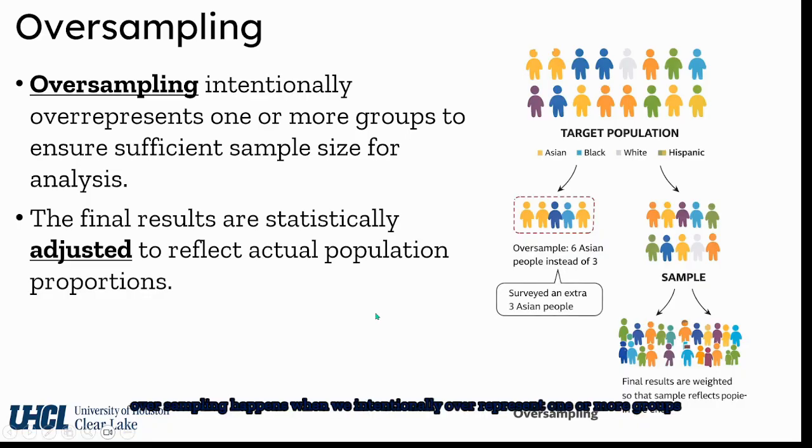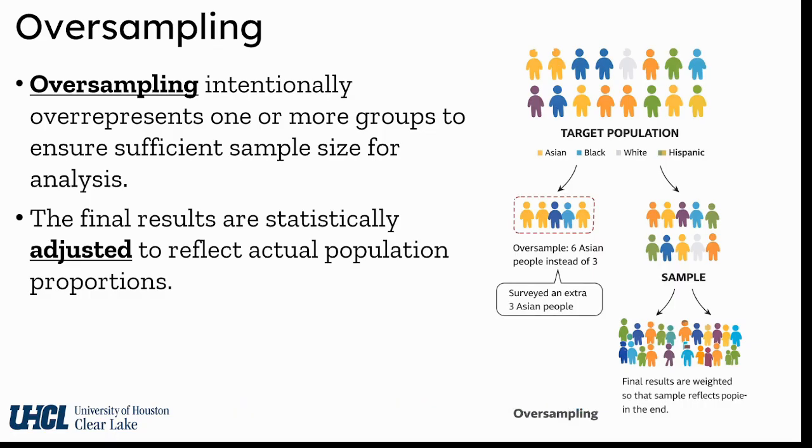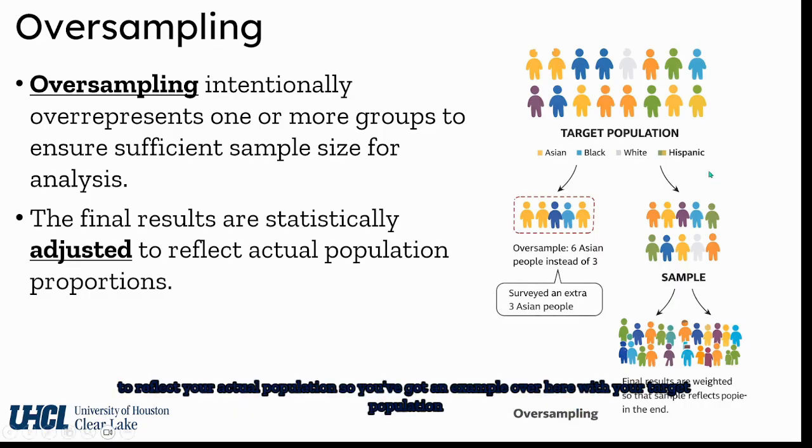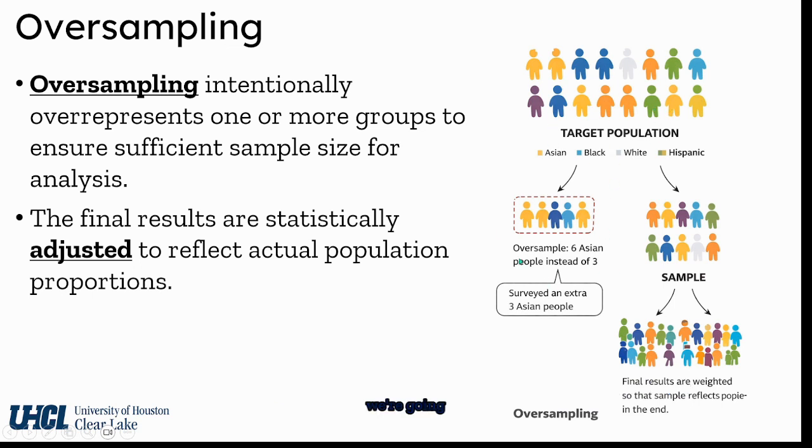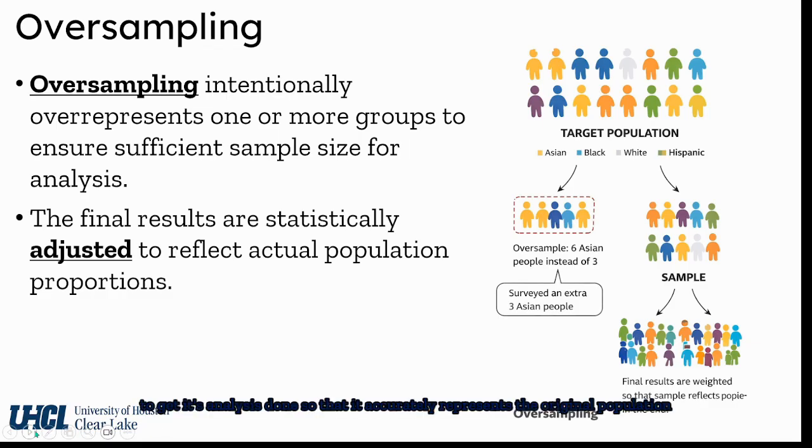Oversampling happens when we intentionally overrepresent one or more groups to ensure sufficient sample size for your analysis. So your final results are going to be statistically adjusted to reflect your actual population. So you've got an example over here with your target population. We're going to oversample 6 Asian people instead of 3, and the survey is going to actually use only 3 of those to get its analysis done so that it accurately represents the original population.